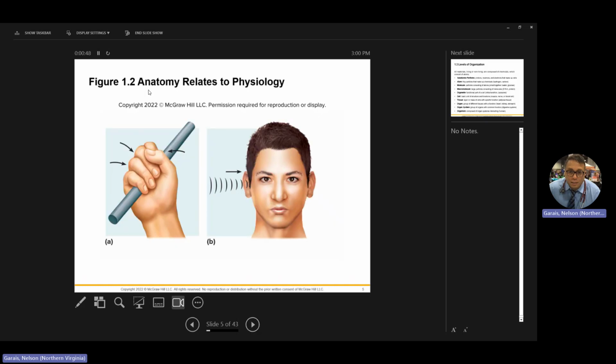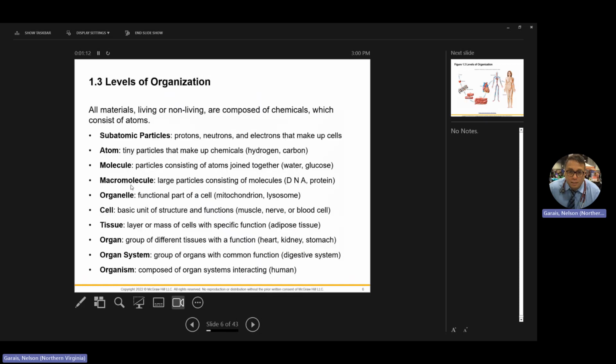Now, remember, anatomy and physiology, we discuss them in separate terms, but they're related. If one is damaged, the other one will be affected. So if a part is damaged, the functioning of the part will also show signs and symptoms of abnormality, and vice versa. Levels of organization. Know all the examples of all these levels.